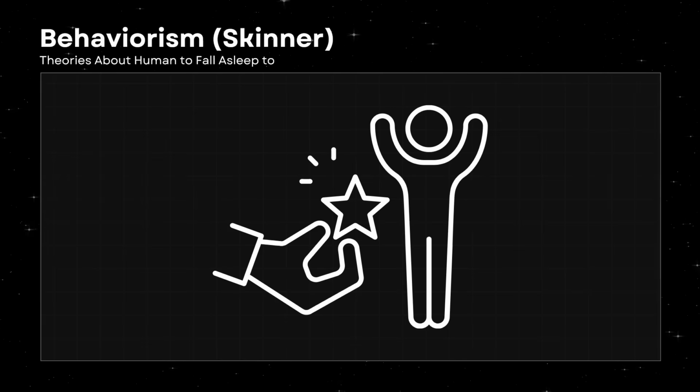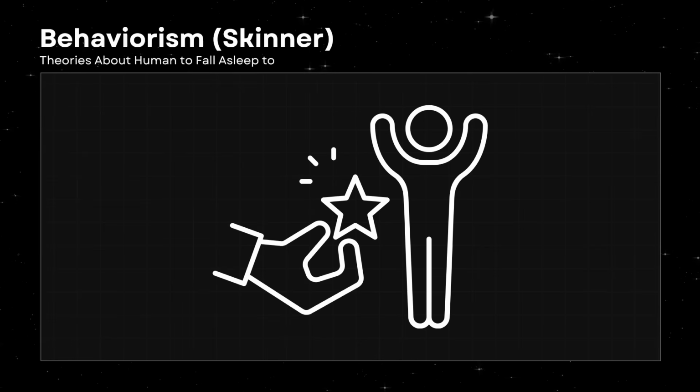Skinner broke reinforcement into two types: positive and negative. Positive reinforcement means adding something good after a behavior. For example, giving praise, money, or a gift. Negative reinforcement means taking away something bad after a behavior. This might be removing a loud noise or stopping a nagging reminder. Both types make the behavior more likely to happen again.